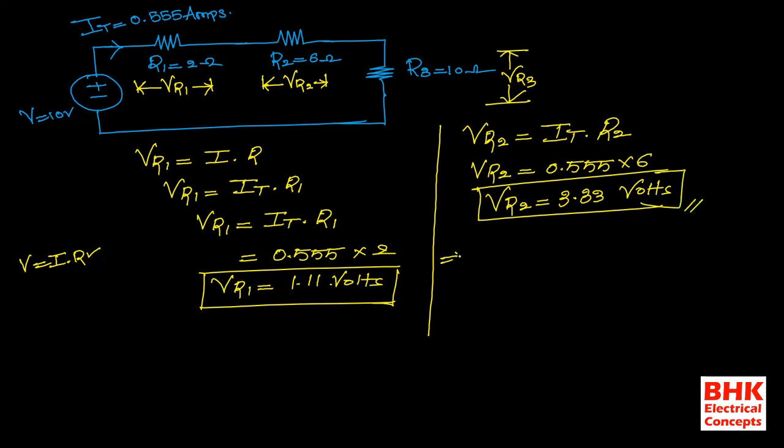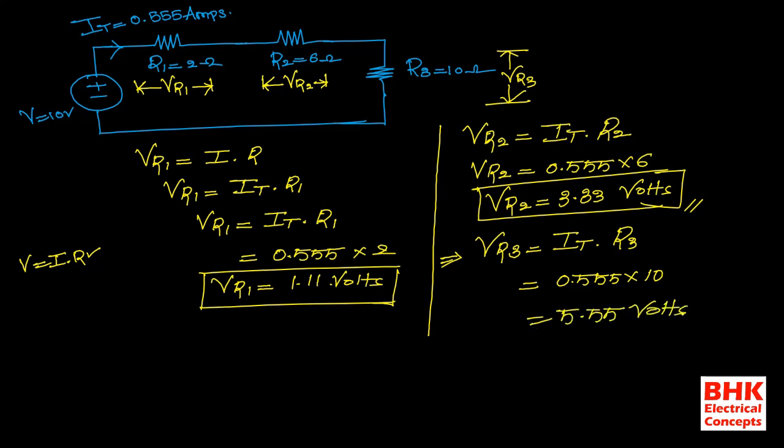Now coming to the third one, the voltage drop across resistance R3. VR3 is equal to the total current into the value of R3, that is 0.555 into 10. By simplifying this, you will get the value of 5.55 volts.